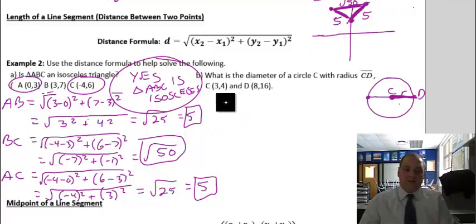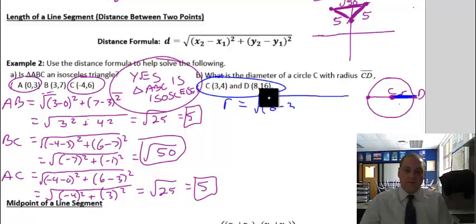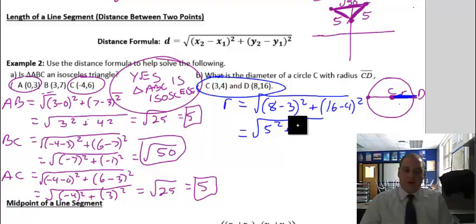All right, so radius, R, that's going to be this right here, is going to be the distance between C and D. So that's going to be the square root of 8 minus 3 squared, and then subtract the y, 16 minus 4 squared. So that's going to be 5 squared plus 12 squared, which is radical 169, which is 13.